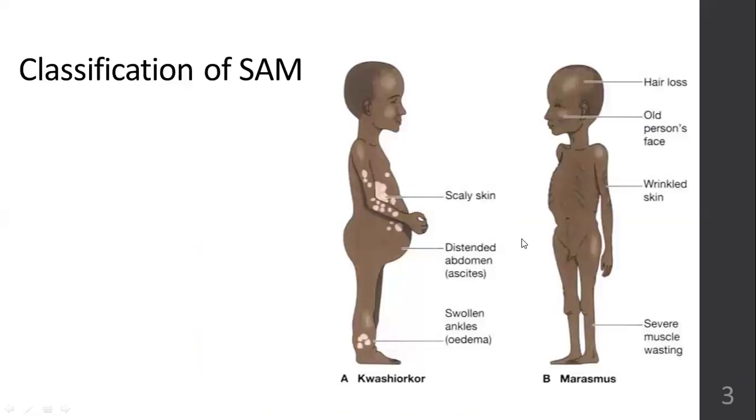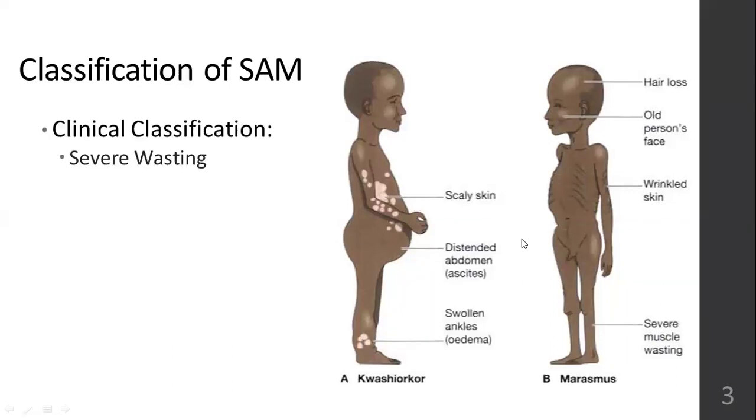So these are the classifications of severe acute malnutrition. You have kwashiorkor and marasmus. In the clinical classification, if you see the symptoms, symptom-wise, you can find severe wasting, as you can see here in the case of marasmus. The child is so skeletal. You can actually count the ribs of the child. The bony prominences on this child's body are very visible.